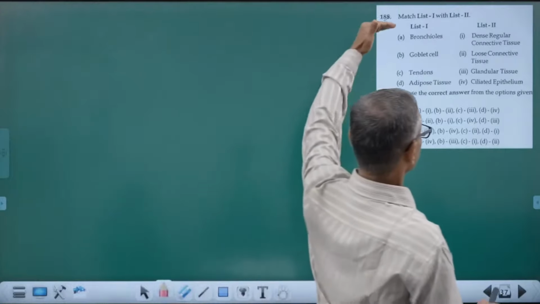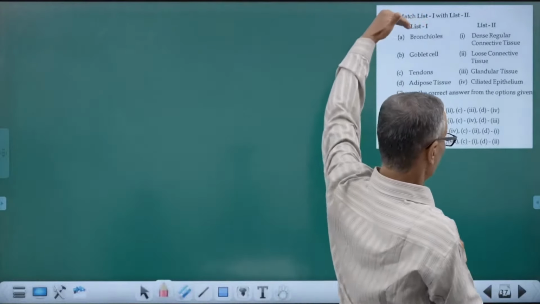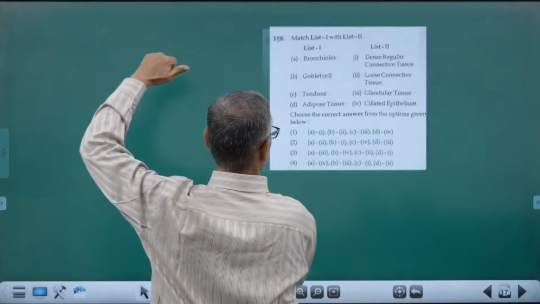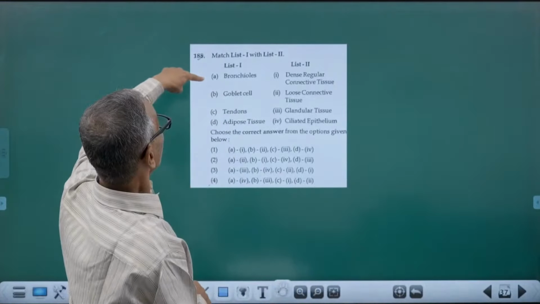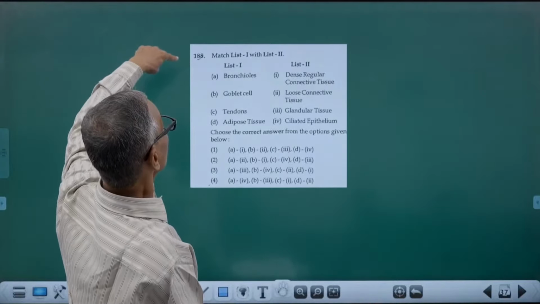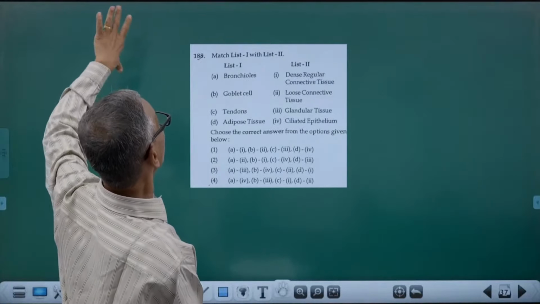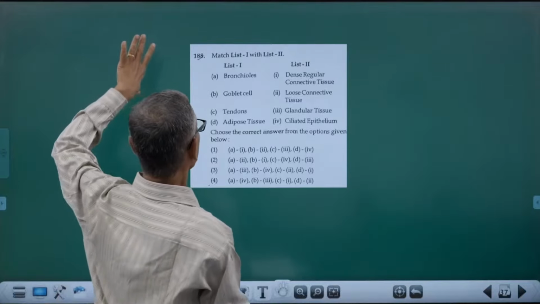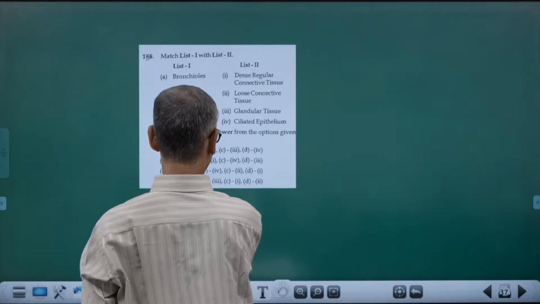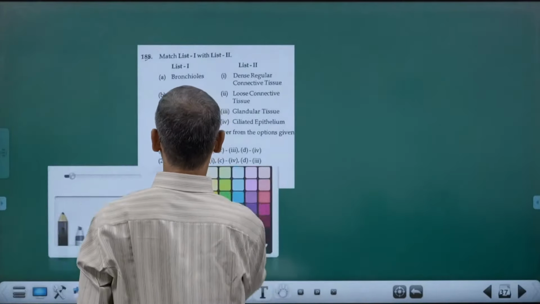Now, as I always tell you, whenever such a matching question is there, you have to use your intelligence. Bronchioles. Oh, what are these bronchioles? Bronchioles are having ciliated epithelium. Okay. So, immediately you can arrive at the answer.